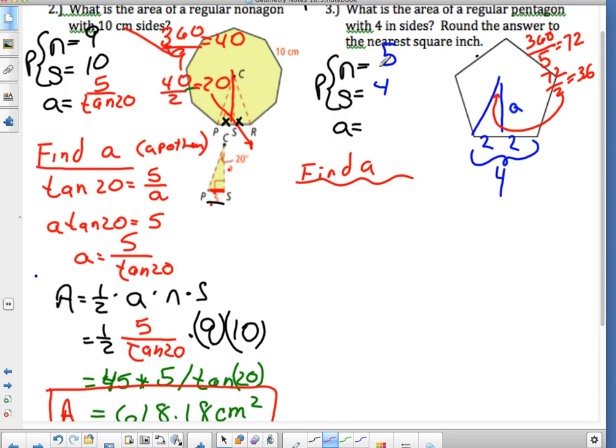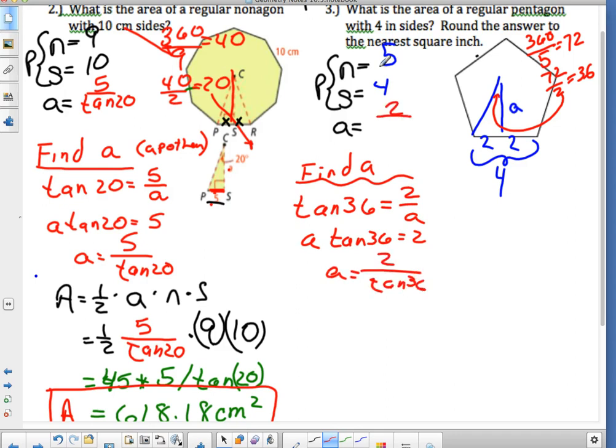So now opposite is 2, adjacent is A, tangent of 36 is opposite over adjacent. A tan of 36 is equal to 2. A is equal to 2 divided by tan of 36. I'm done. I found the things I needed to find. I now plug it in: area is equal to 1/2 ANS.